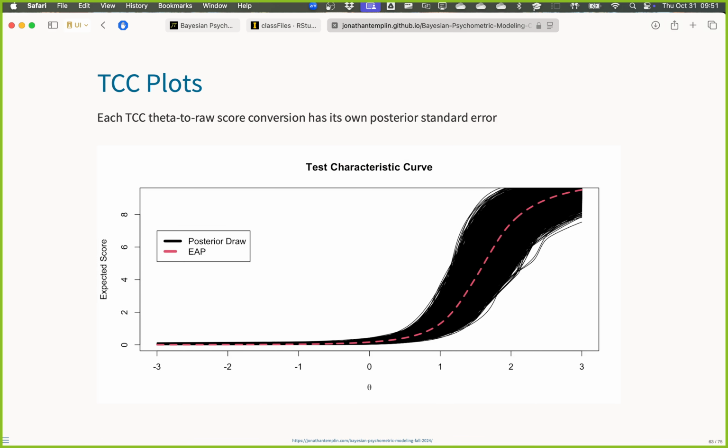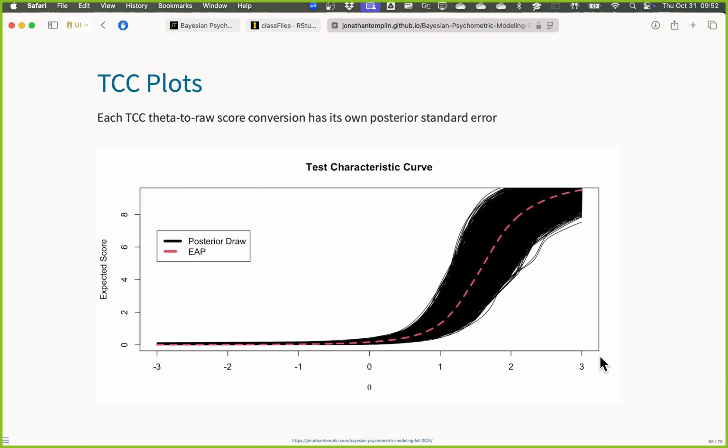So this right here shows us the test characteristic curve. Let's talk about it a little bit more. And this, again, is this Bayesian idea of error and how we can easily display or think about error. The dashed red line is our EAP estimate of the test characteristic curve. The black lines represent one posterior draw's test characteristic curve. So the y-axis represents the number of correct item responses, right? This is the expected score in raw data units, and the x-axis represents the theta ranging from -3 to 3, this hypothetical theta that I mentioned before.